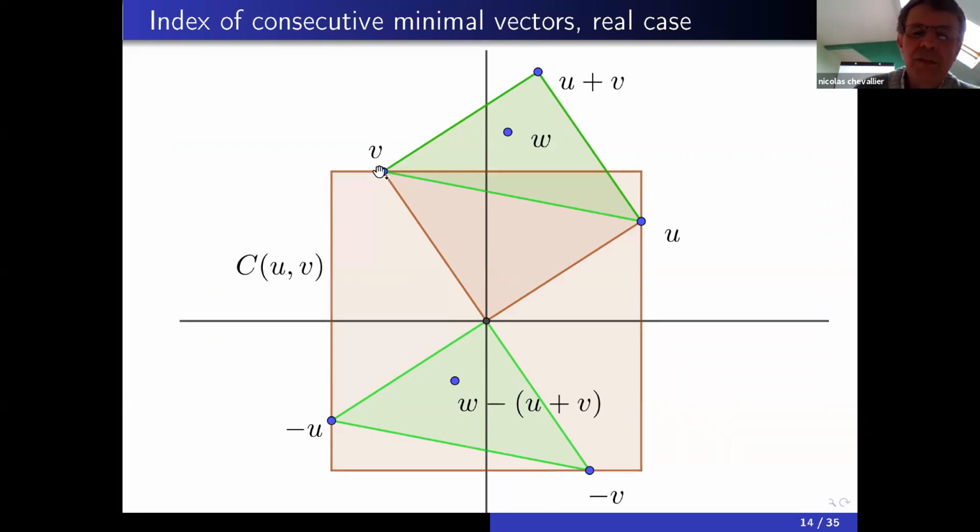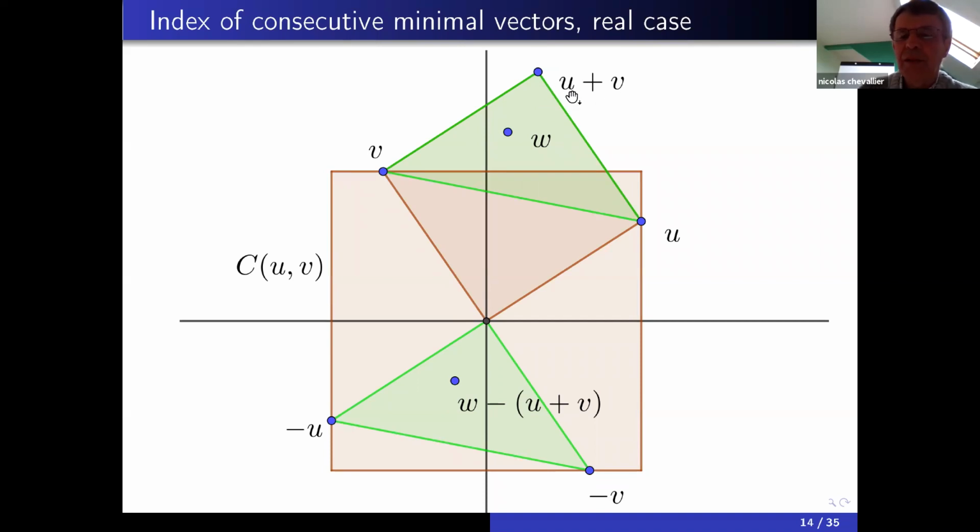Now, if the lattice generated by U and V is not lambda, this means that the parallelogram defined by U and V must contain a lattice point. But this lattice point cannot be in C of UV. So if you have a lattice point inside the parallelogram here, it must be in the red triangle here. And if it is in the red triangle here, you can translate the picture with minus U plus V.